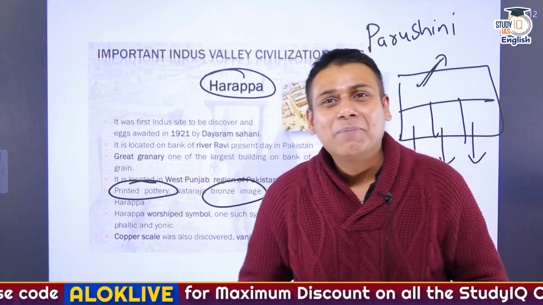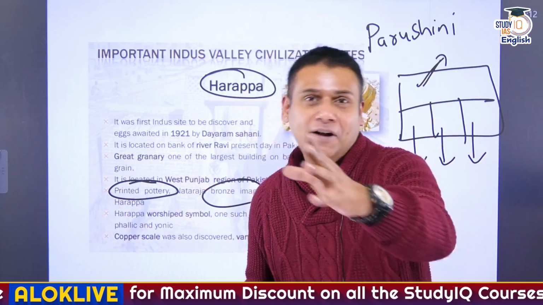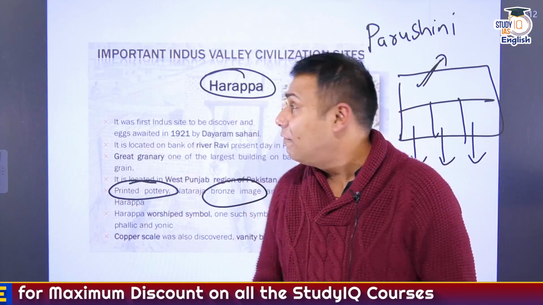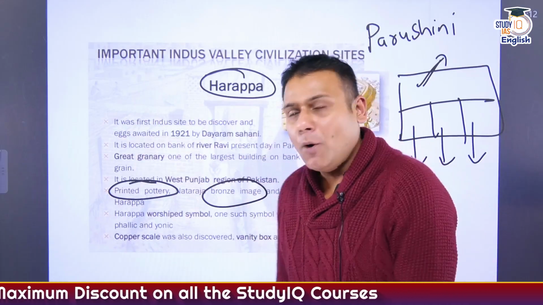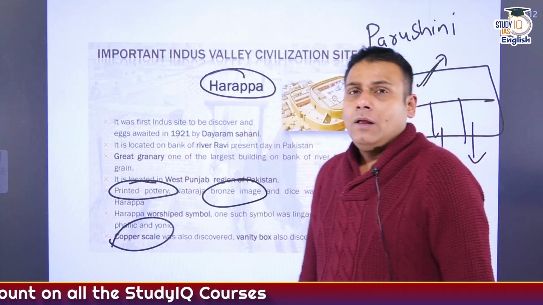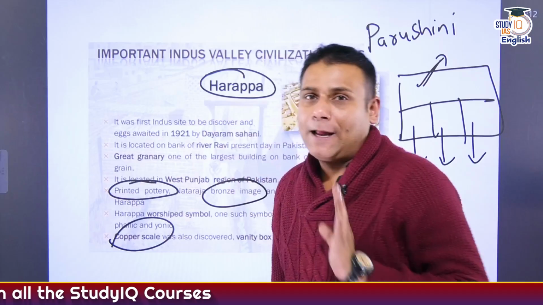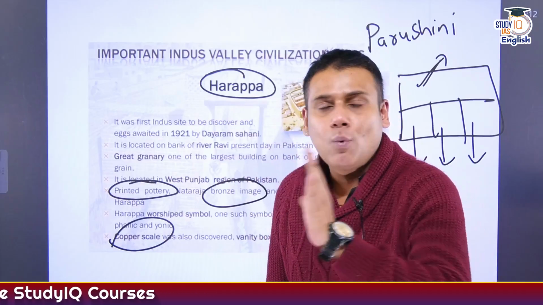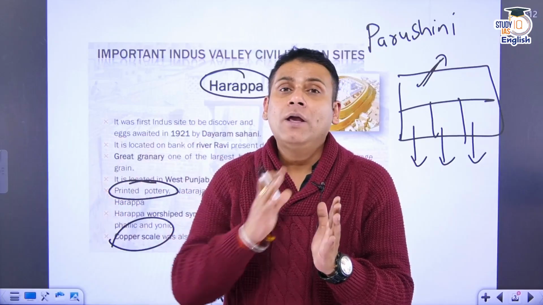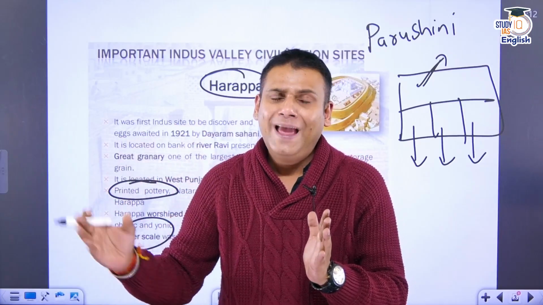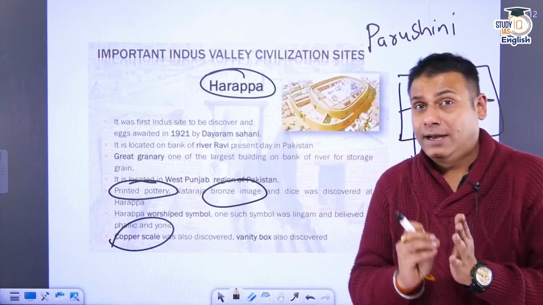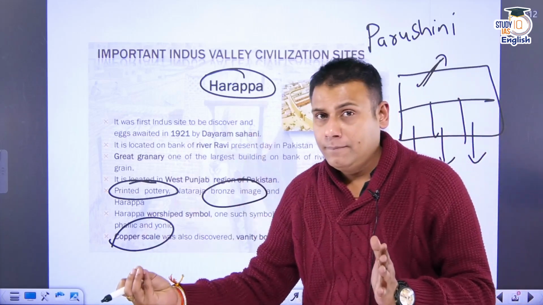You can imagine the surplus amount of food grain production prevalent at that time. So a great granary was found at the site of Harappa. Another important finding, copper scale. Now, what does copper scale signify? This simply signifies one thing, that to an extent people might be aware about the linear system of measurement. In simple words, they might be aware about mathematics to an extent, not completely.